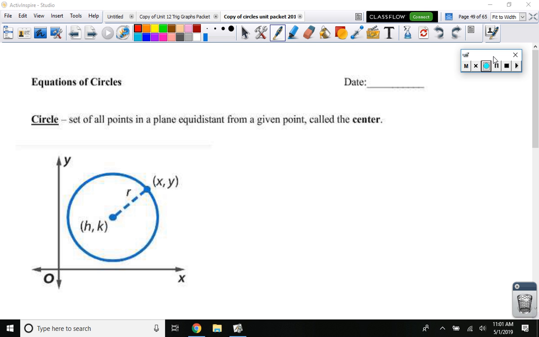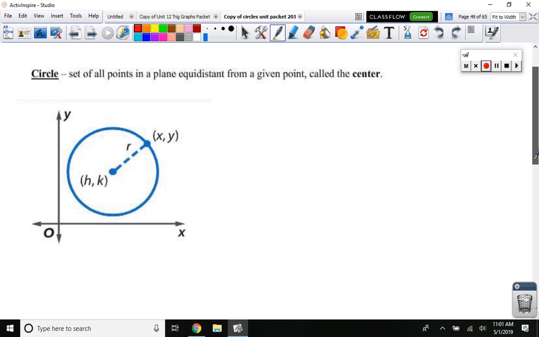So, we've been talking about circles for a while. We've done everything to do with circles.